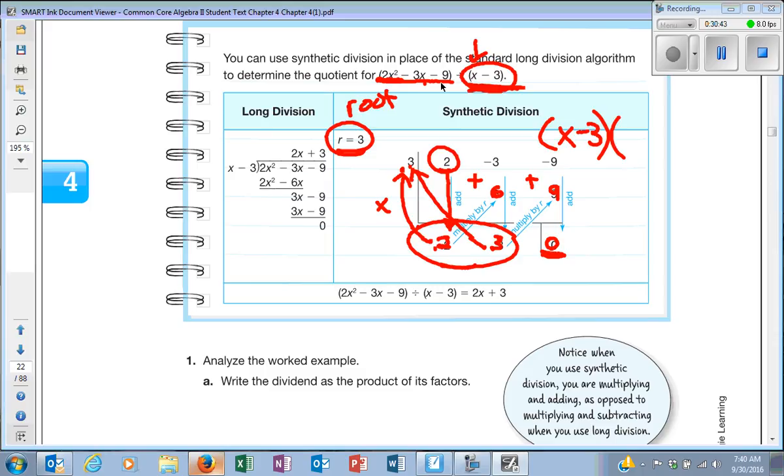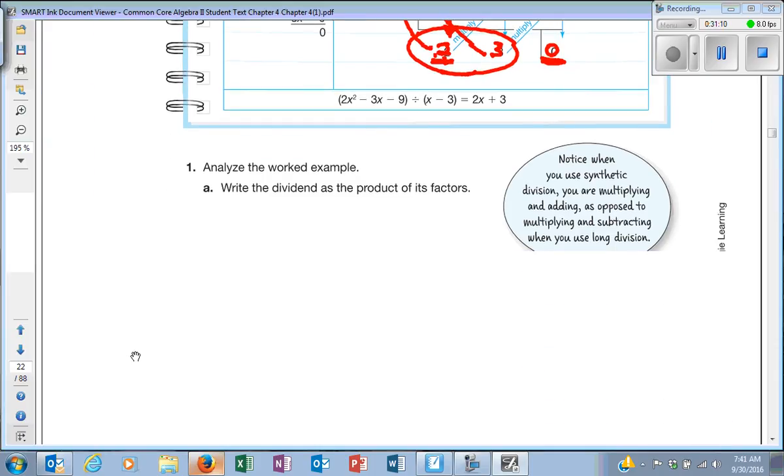So my bubble right here, what was x to the power of here? 2. So what's this x going to be to the power of? It's always 1 less than what you had in the beginning. So it's going to be 2x minus 3. Plus 3. That is called synthetic division. Make sense? Let's try another one.